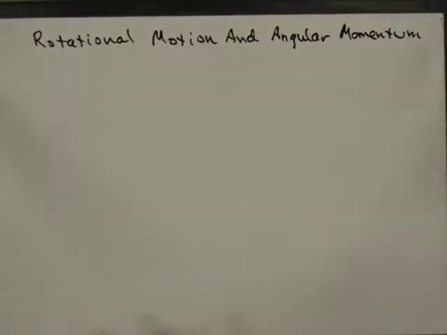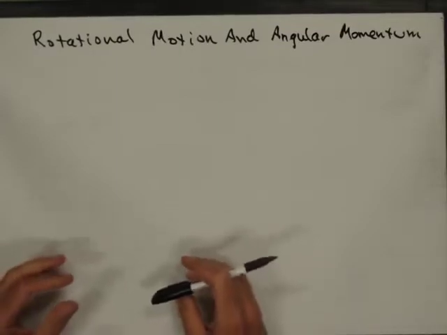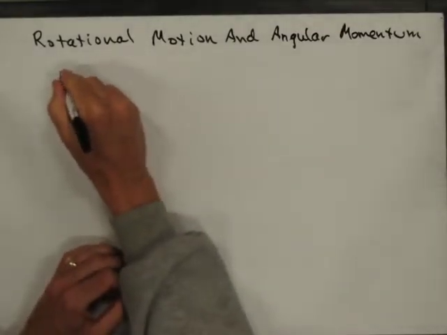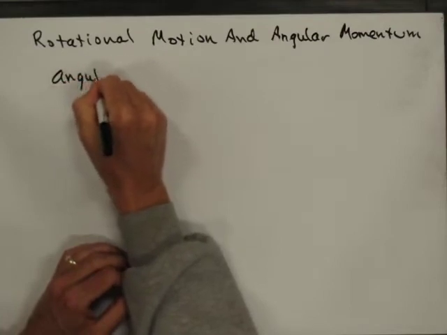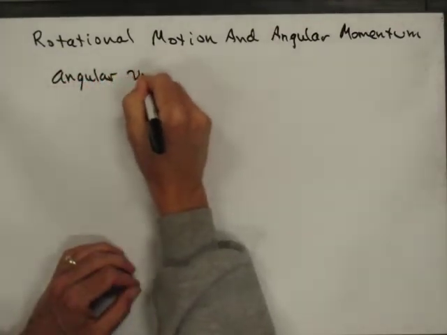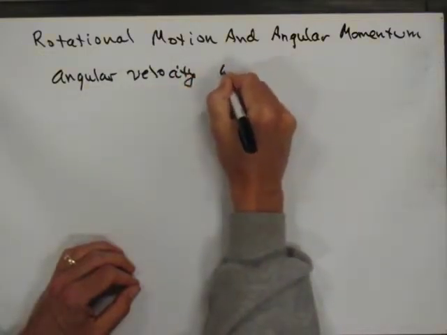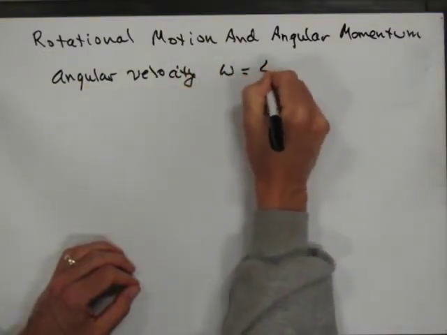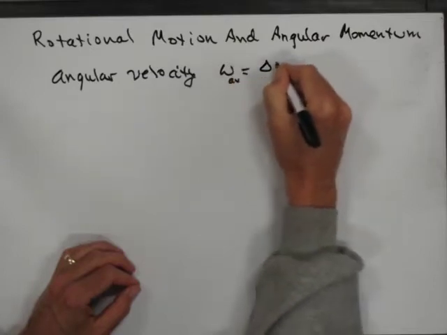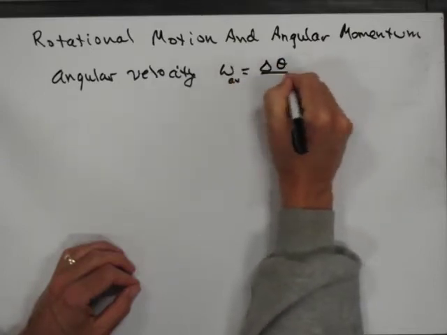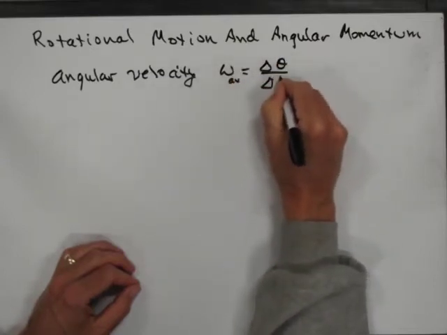So this is a chapter on rotational motion and angular momentum. A couple of chapters ago we talked about uniform circular motion, and in it we defined angular velocity, and that's just the rate of change of angular position, and we used the variable omega, and we said the average angular velocity was the change in angle over the change in time.